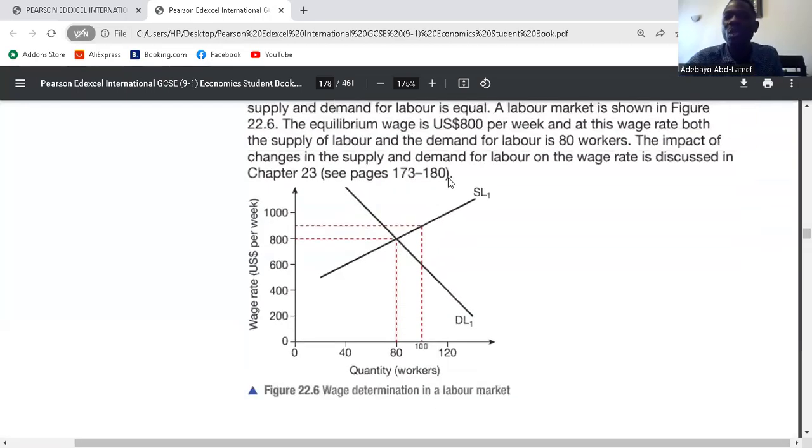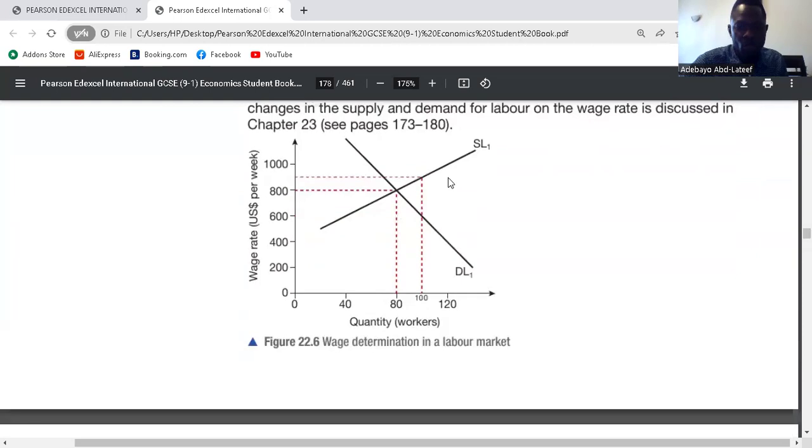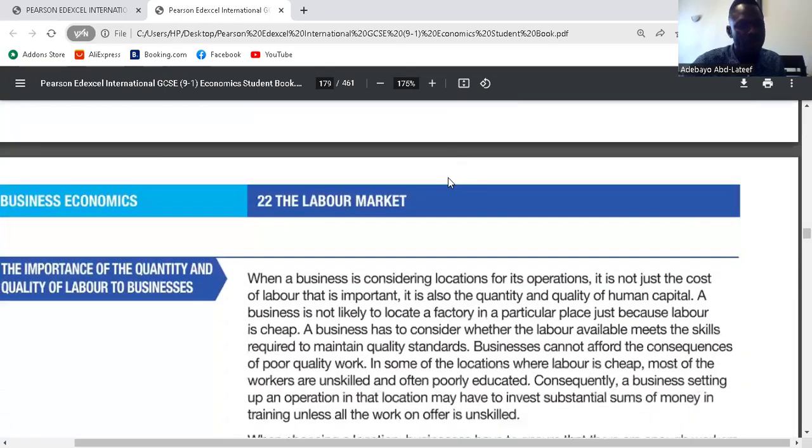So there's what we call the equilibrium wage rate. This is where demand for and supply of labor meet at DL1, SL1, which is 80,800. Clear? We call it the equilibrium wage rate. Any question about that? So we'll move on.